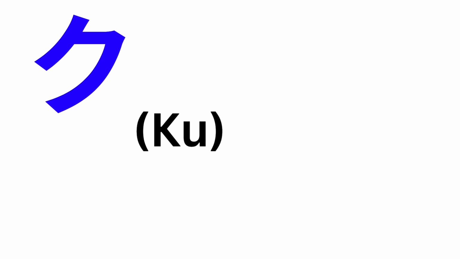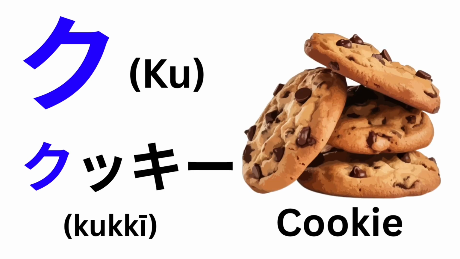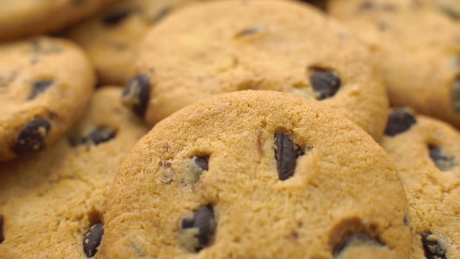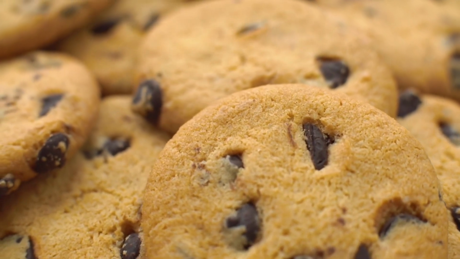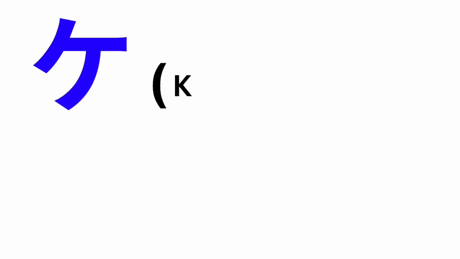Next we have ku. Ku. Example word, cookie. Cookie means cookie. Example sentence, cookie o tabetai desu. I want to eat cookie. Cookie o tabetai desu.